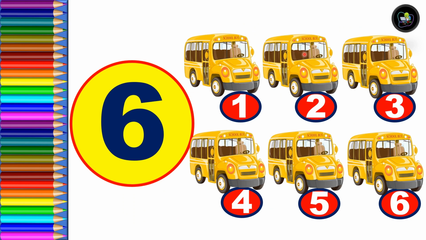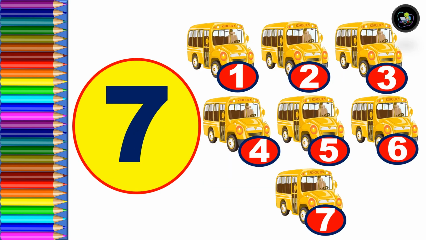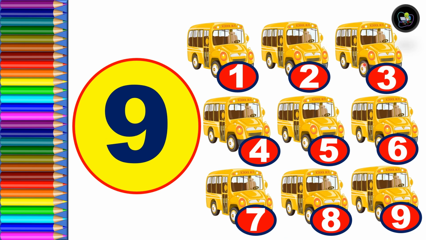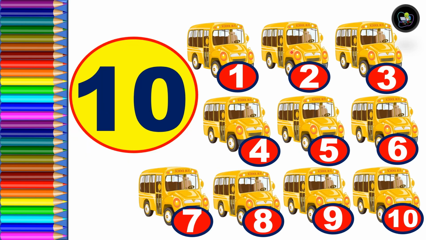6. 1, 2, 3, 4, 5 and 6. Total 6 bus. 7. 1, 2, 3, 4, 5, 6 and 7. Total 7 bus. 8. 1, 2, 3, 4, 5, 6, 7, 8. Total 8 bus. 9. 1, 2, 3, 4, 5, 6, 7, 8 and 9. Total 9 bus. 10. 1, 2, 5, 6, 7, 8, 9, 10. Total 10 buses.